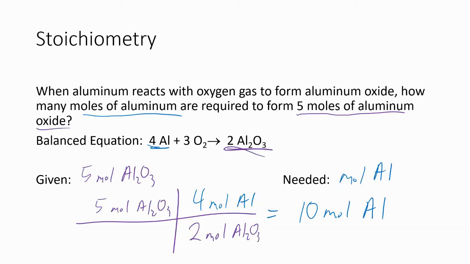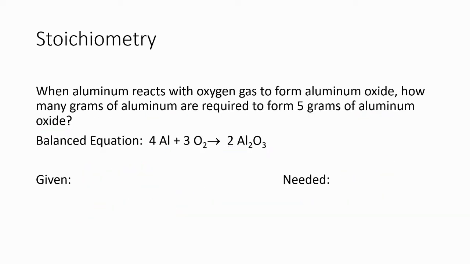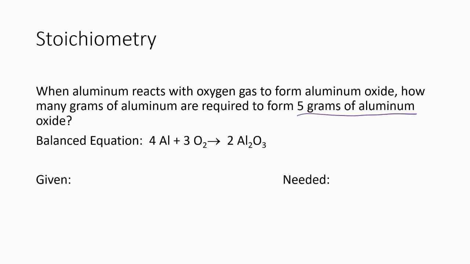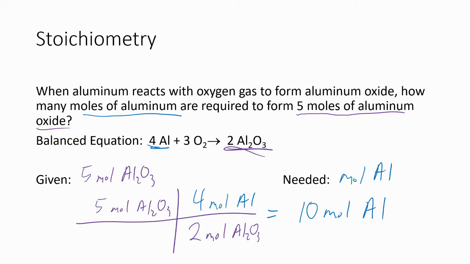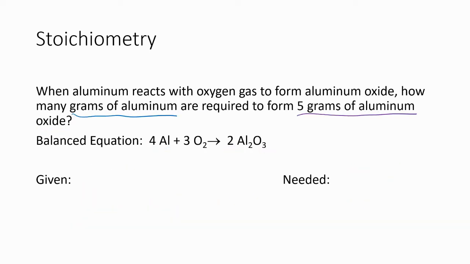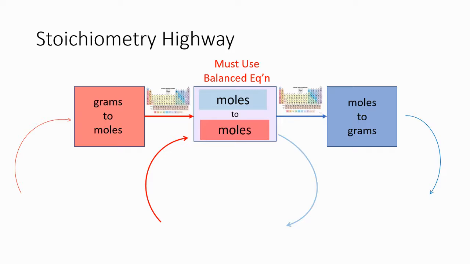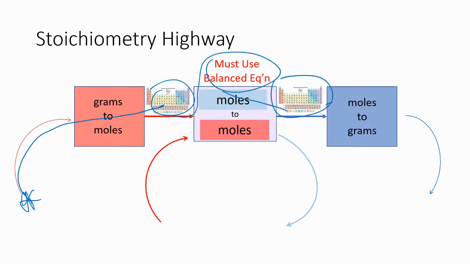Look at the difference between this one and that one. We've changed the word moles to grams. Now we're looking for grams, and we're starting at grams. Otherwise, very similar situation. But this is going to require that we start our highway here, right? Now we're going to start way over here, and we're going to need the periodic table once, the balanced equation, periodic table, and then that'll take us out to here.